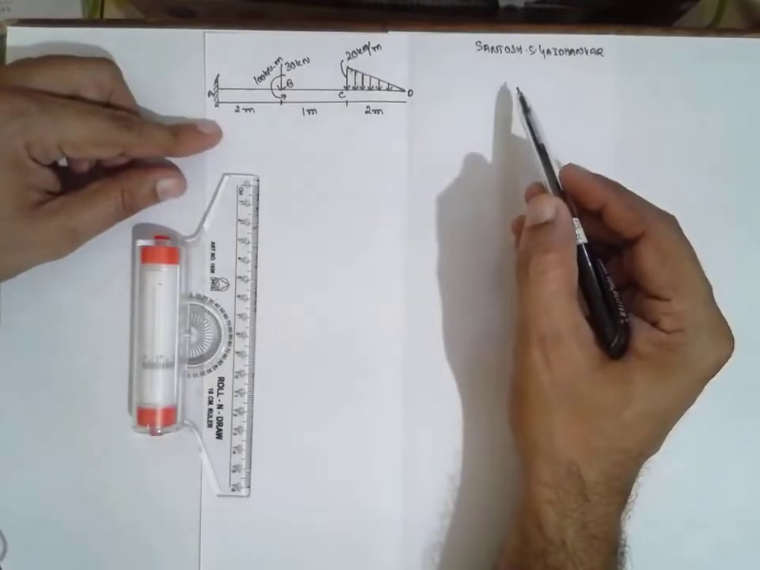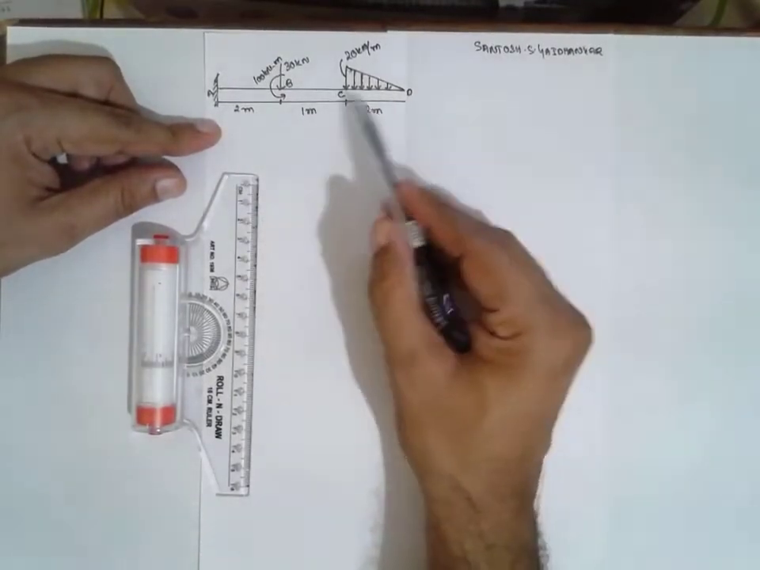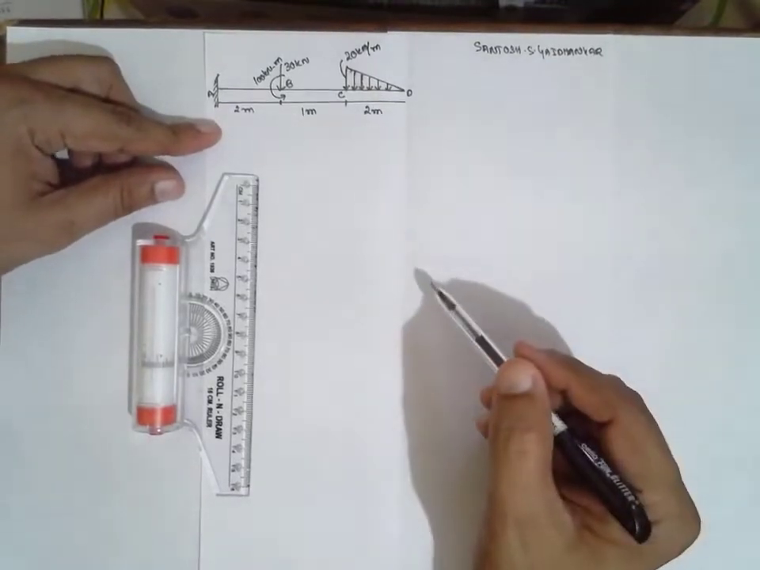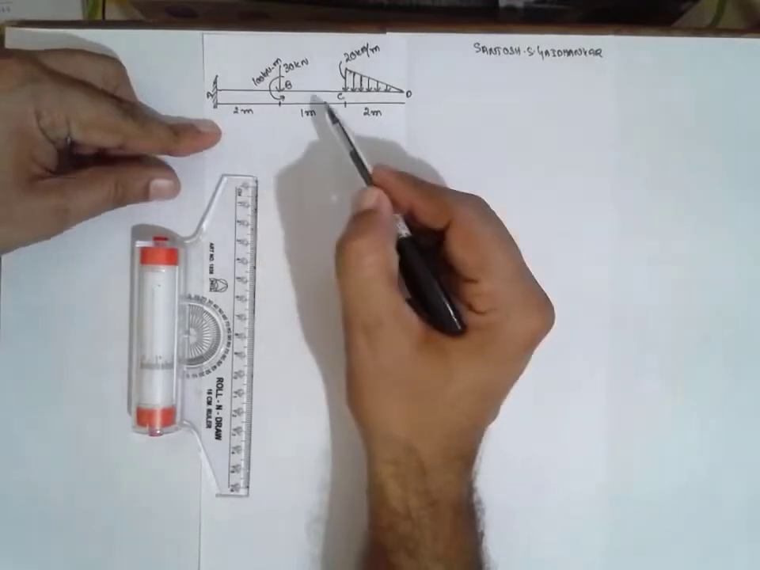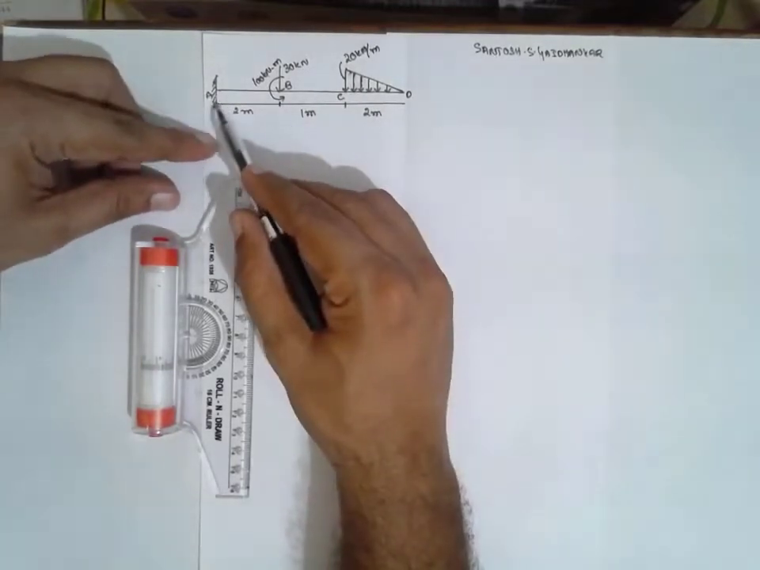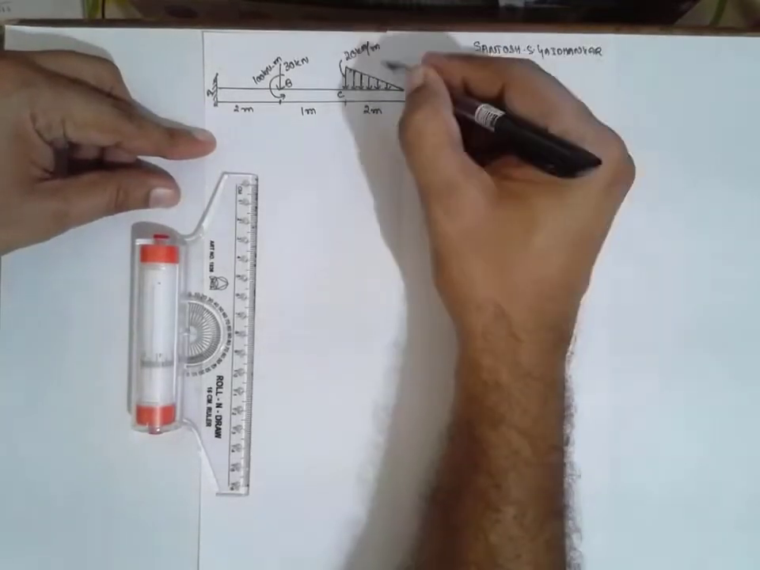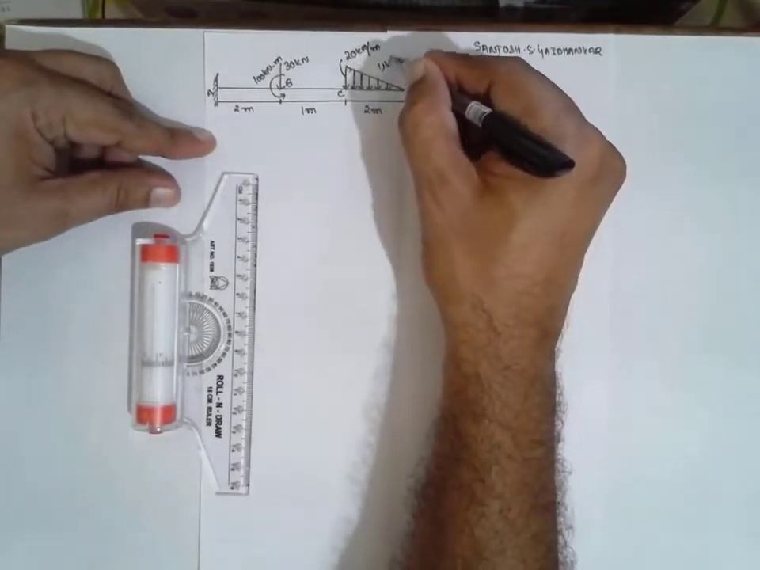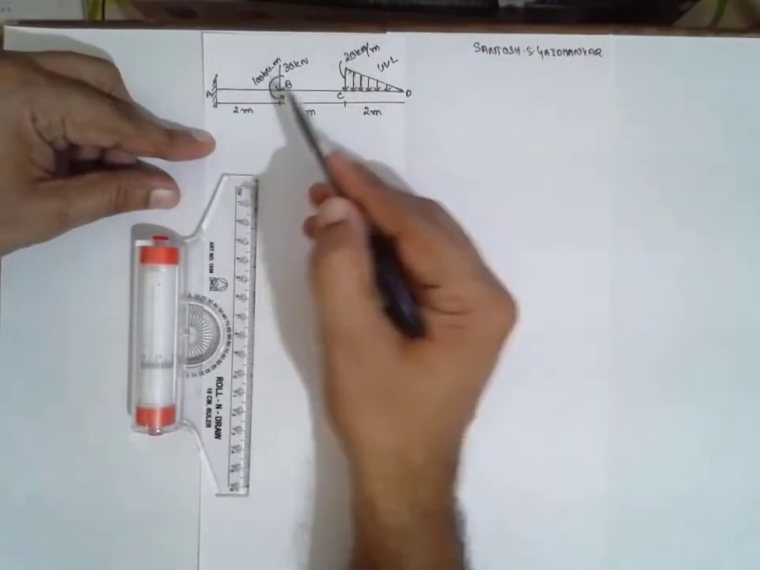Today I am teaching you the SFD and BMD diagram of this problem, that is the shear force diagram and the bending moment diagram. It's a cantilever problem. One end is fixed and here a UVL is provided. This is nothing but UVL, uniform varying load. A point load is acting here with a couple.